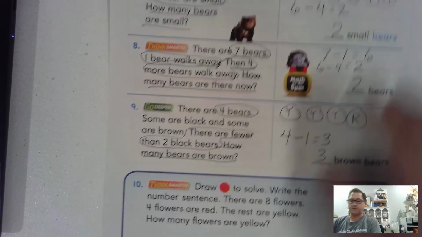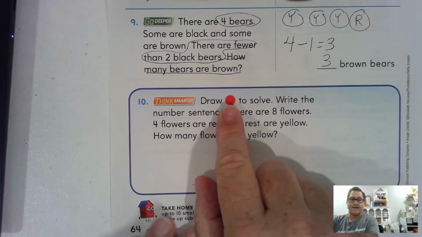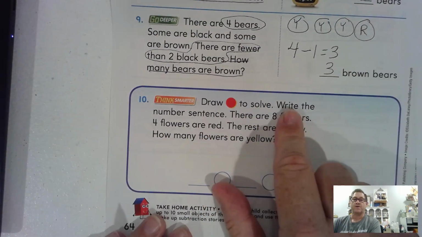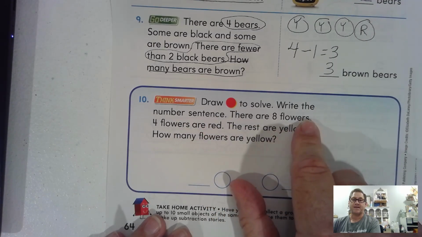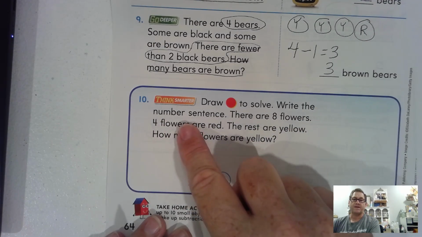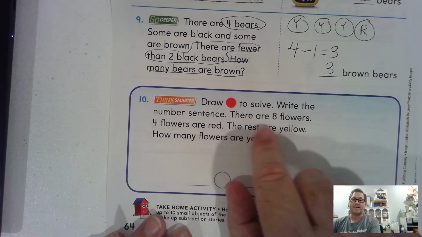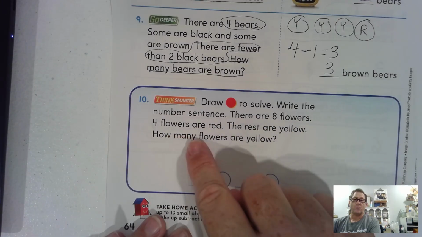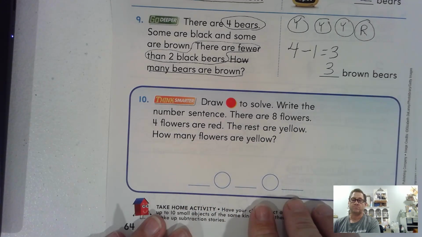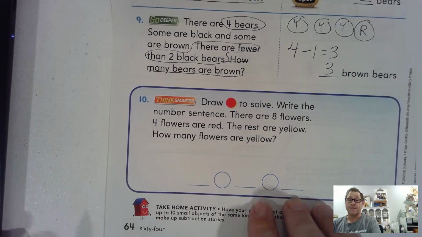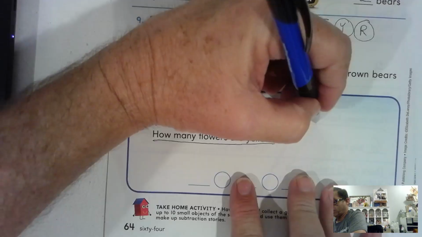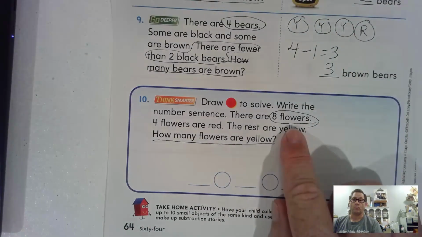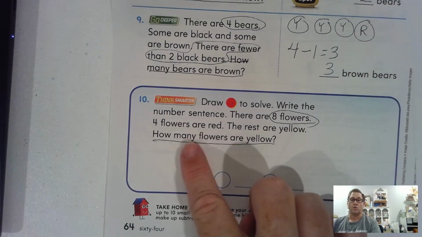All right, and the last one for today. Draw counters to solve. Write the number sentence. There are 8 flowers. 4 flowers are red. The rest are yellow. How many flowers are yellow? Okay, so let's draw them. We know there are 8 total flowers. That's our whole number. What are our parts?